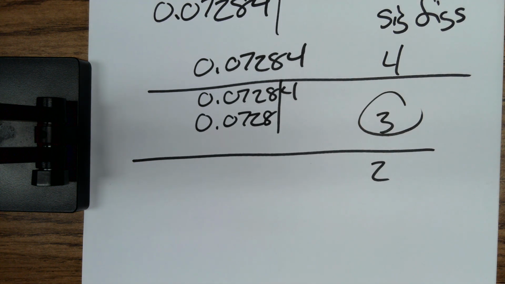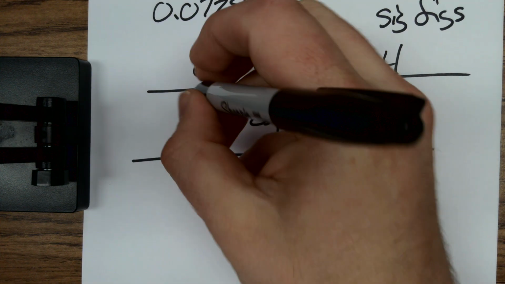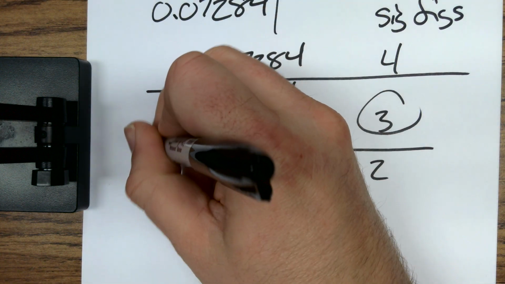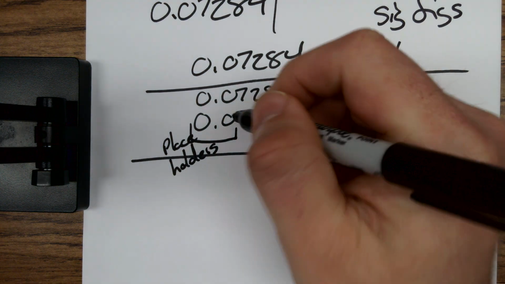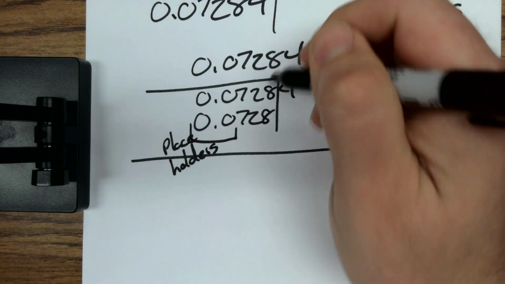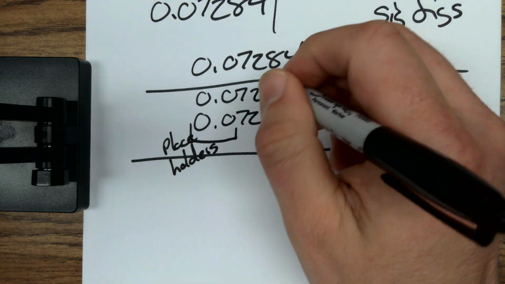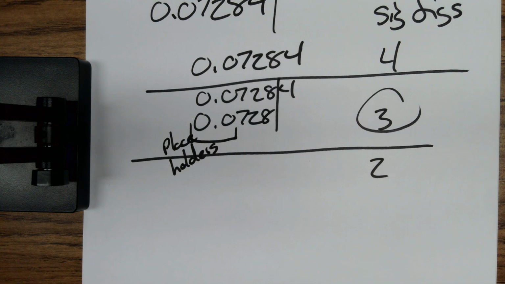Before, when we have very large numbers, the placeholders go in the back. But when we're talking about teeny tiny numbers, anything below 1, my placeholders are in the front. Because I need to make sure that this 7 is in the 100 spot, this 2 is in the 1,000 spot, and this 8 is in the 10,000 spot. When it's itty bitty numbers, my placeholders are in the front. Placeholders are never significant. When I've got super duper large numbers, my placeholders are in the back. Again, placeholders are never significant.